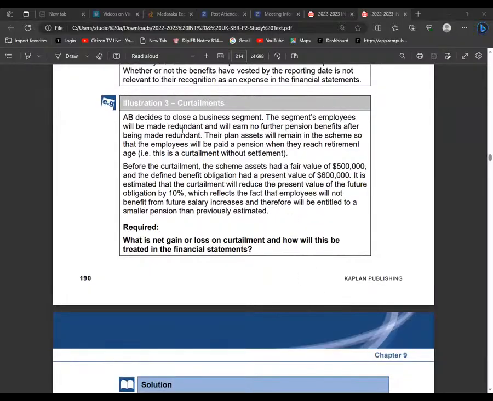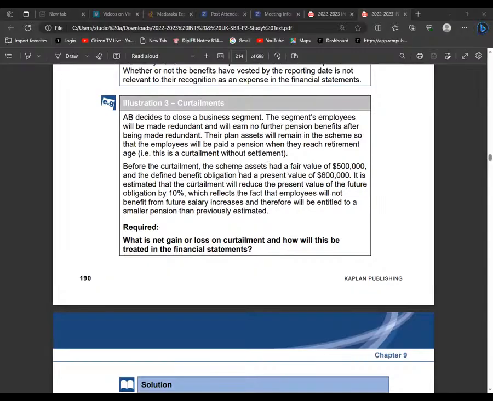So you're told AB decides to close a business segment. The segment employees will be made redundant and will earn no further pension benefits after being made redundant. Their plan assets will remain in the scheme until they retire. This is a curtailment without settlement. So we have curtailed, we are no longer putting money there, but the money will be left at the plan till they hit 60 years.